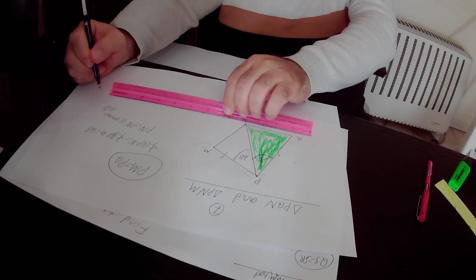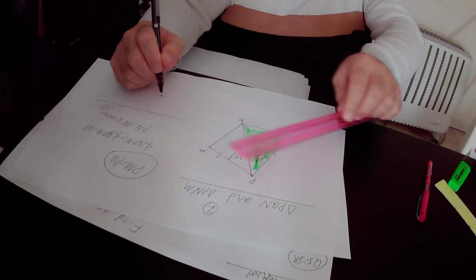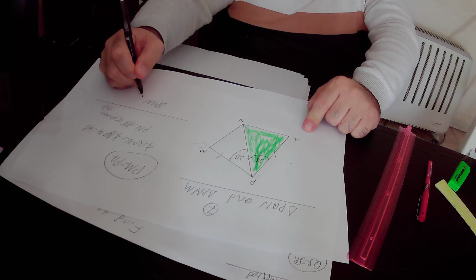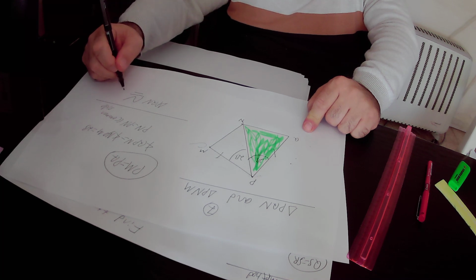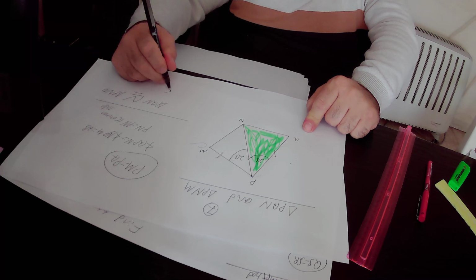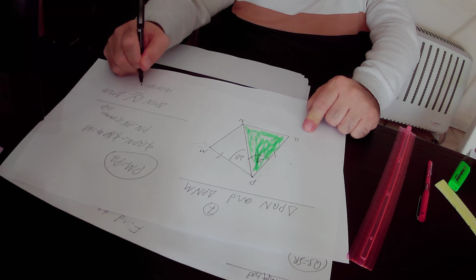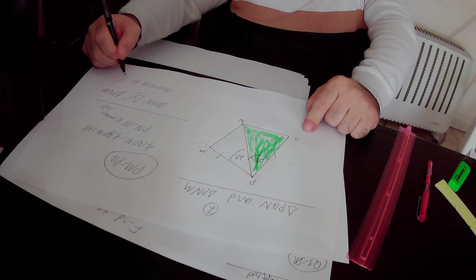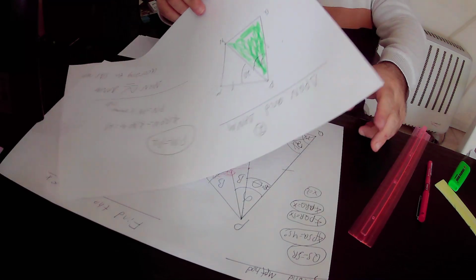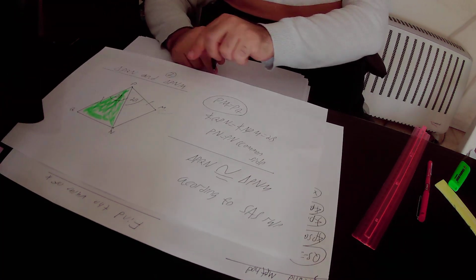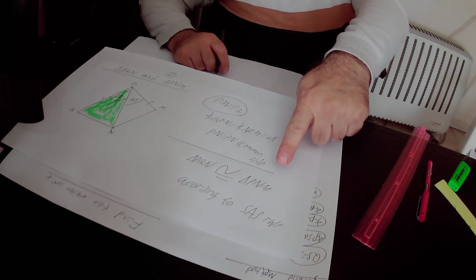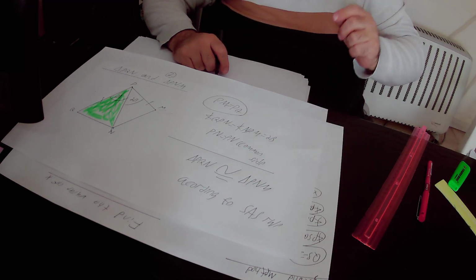So we actually proved that the green triangle, that is to say triangle PQN, is congruent to the white triangle, triangle PNM, according to the side angle side rule. I'll repeat again. We proved that the green triangle, triangle PQN, is congruent to the white triangle, triangle PNM, according to the side angle side rule.